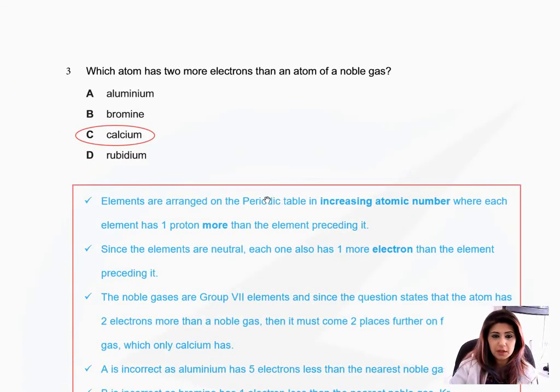3. Which atom has 2 more electrons than an atom of a noble gas? A noble gas will end up with 8 electrons, and if we have extra electrons, that would be the different groups. So if we look at aluminium, it is in group 3, so 3 electrons, not 2. Bromine is 7. Rubidium is in group 1, so 1, and calcium is in group 2, so it will have 2 electrons as compared to the noble gases.